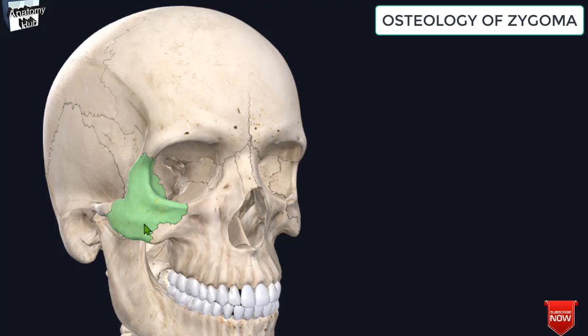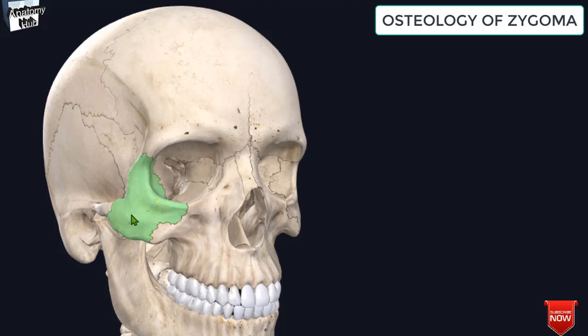Today we will study the zygomatic bone, that is also known as the zygoma, or you can say the cheekbone, or the malar bone. Here you can see in this highlighted green area is the representation of your zygomatic bone.